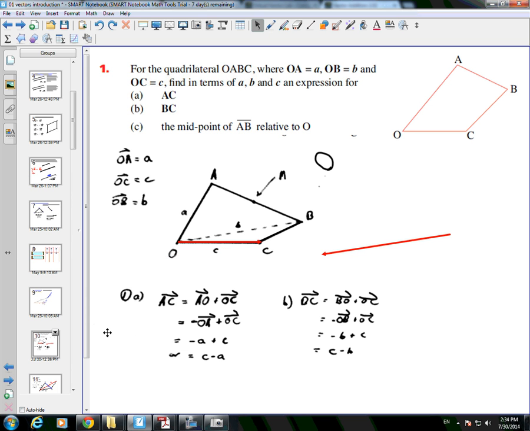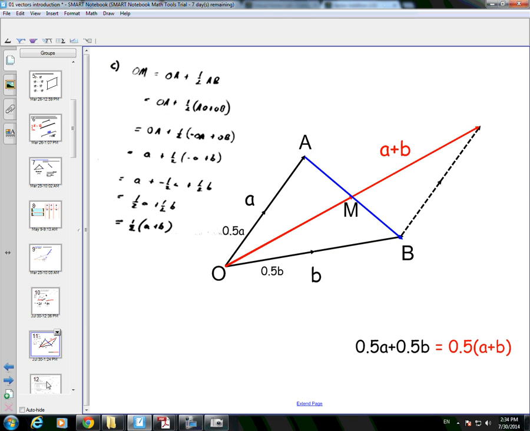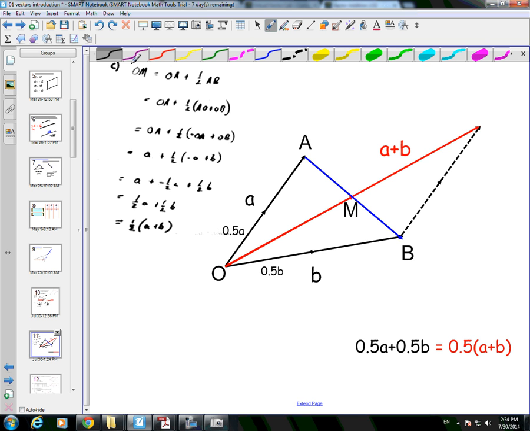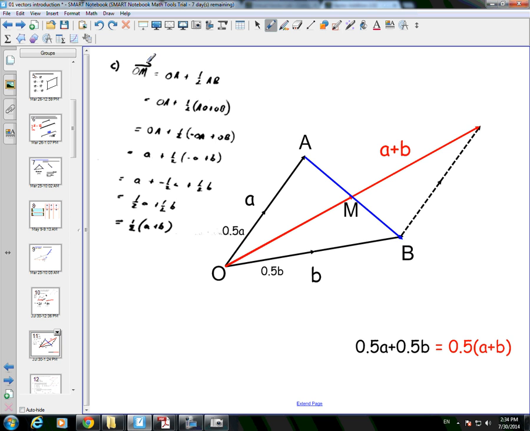Alright, the next type of problem here is it says we need to express the midpoint of AB relative to O. So here, the midpoint of AB, here's AB, here's M, which is the midpoint. And we need to actually express the vector from the O to the midpoint of AB. So in other words, I'm looking for OM. So here we can see in my work, we have vector OM, which is equal to OA and half of AB. So here's OA, and here's half of AB, which takes us to our midpoint.